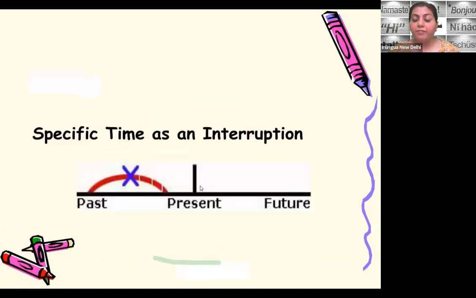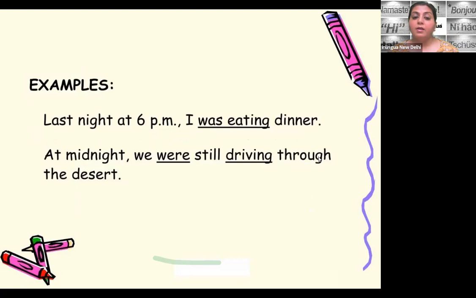This is a graph which shows the same interruption. Meaning, this red line shows you the activity which was happening. It started at a point and it finished at a point in the past. This blue cross shows you that some other activity interrupted or stopped or happened when the other action was taking place. That is the red action. Let's look at some examples.